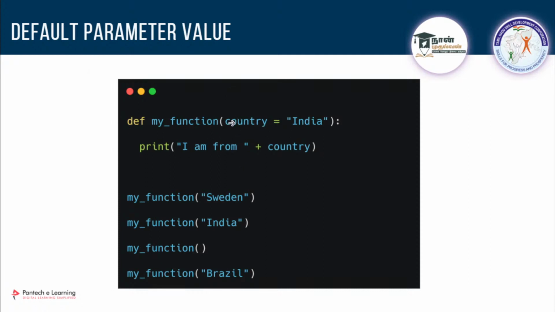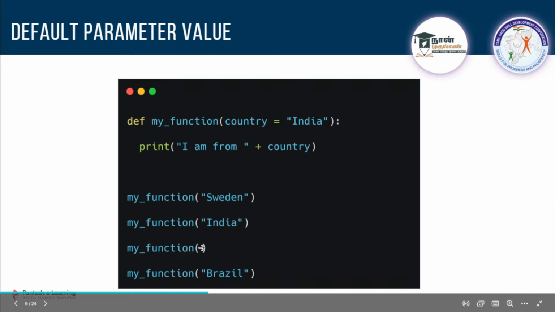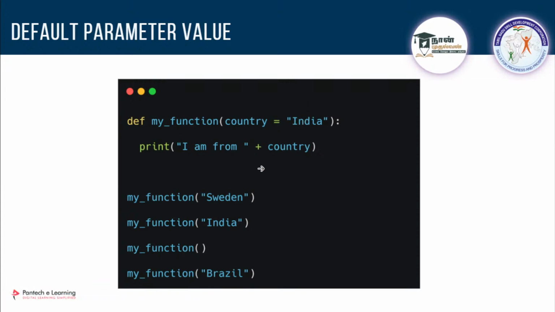Okay, if you are asking for this country as a parameter, you can use this equal sign and set what you need. If I set this to India, and the user passes Sweden, the output will be I am from Sweden. If you pass it empty like this, it is going to give this default value. So you won't be getting any error. That's the idea of this default parameter value.